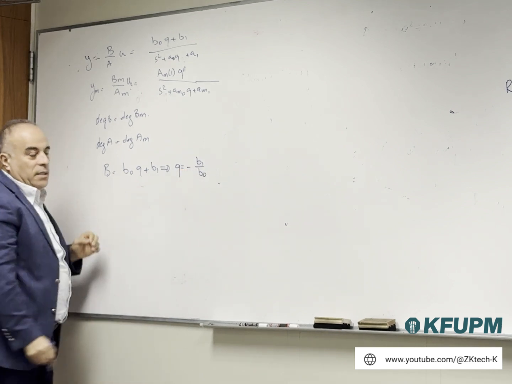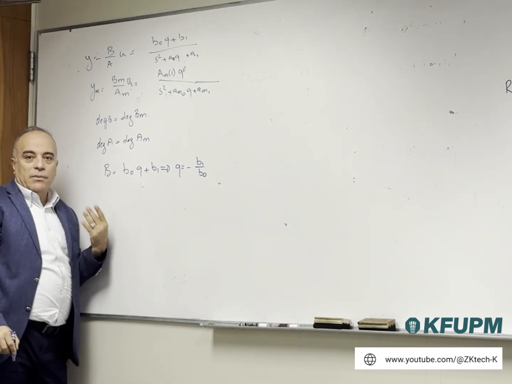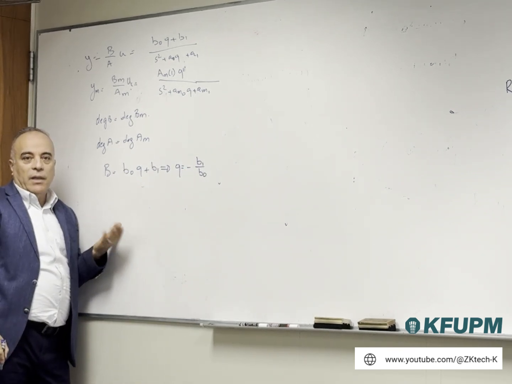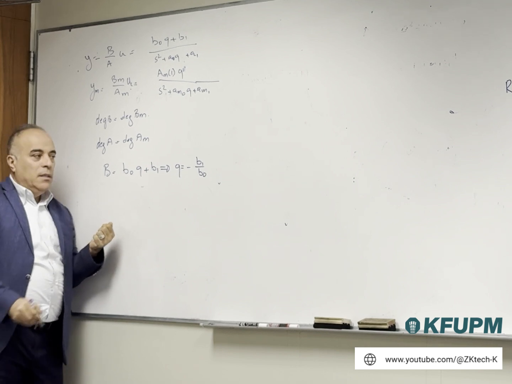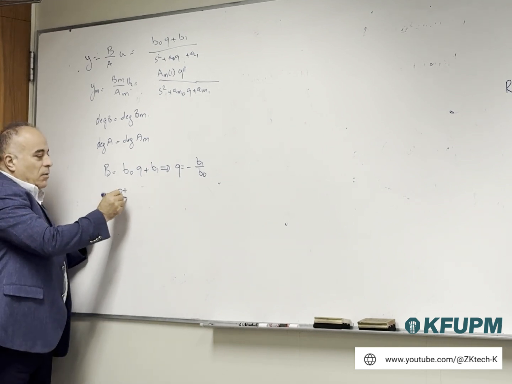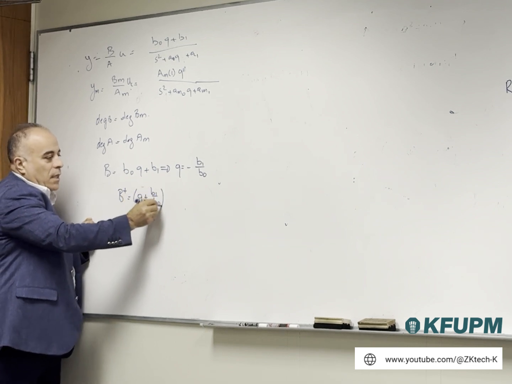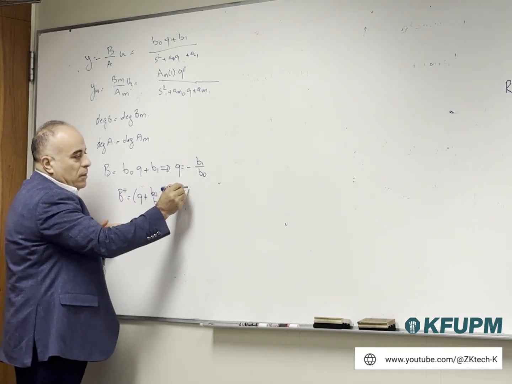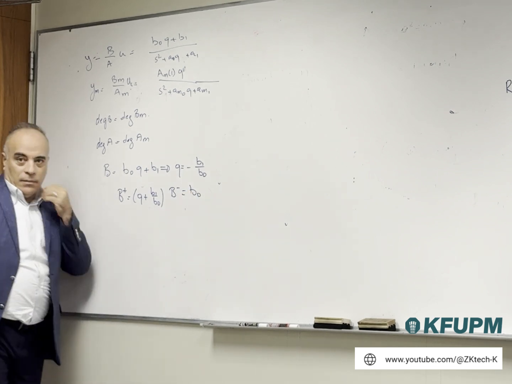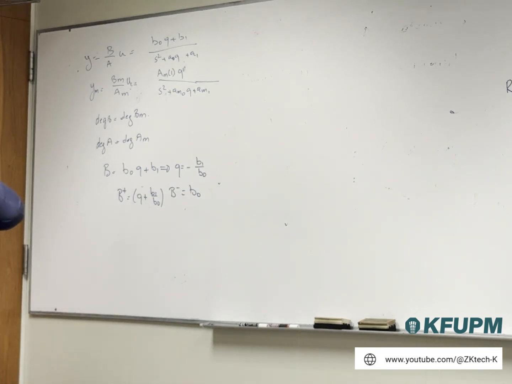And from here we decided that the B0 can be completely absorbed by B plus. So we accepted the behavior of B0. So we said B plus will be equal to Q plus B1 over B0, and then B minus is equal to B0. Everybody is okay with this? This is what we did with the previous example.